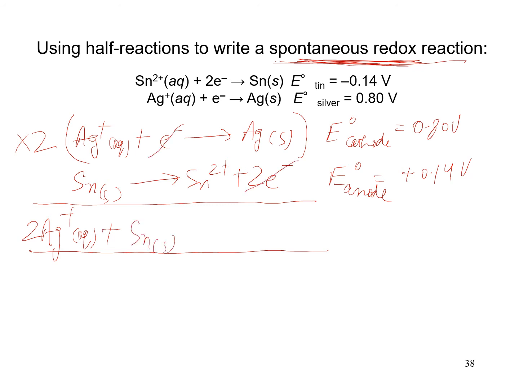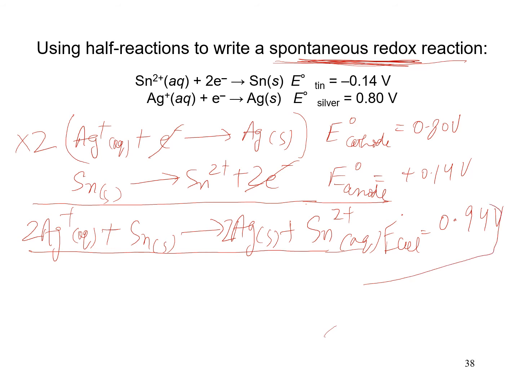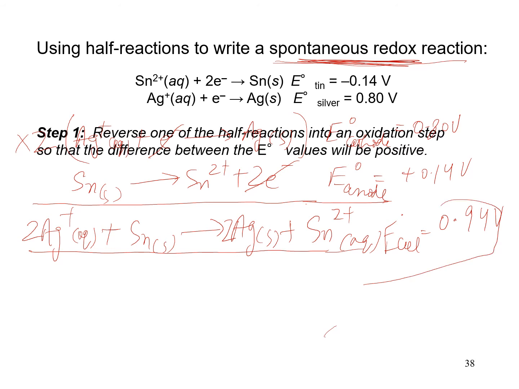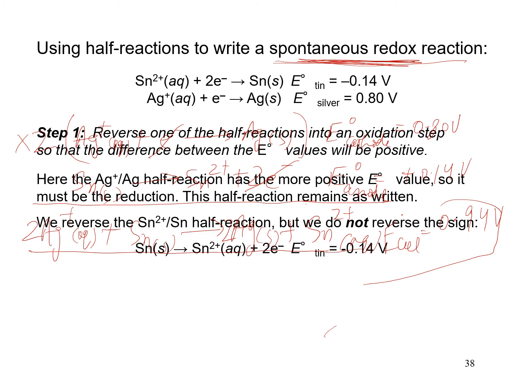Tin solid produces silver solid, which is 2, don't forget the 2, plus 1 Sn2 plus aqueous. So that would be my spontaneous redox reaction. That's exactly what the question is asking, and that's your answer. If there was a part B to this question, what is the E for the cell? E for the cell would be E of cathode plus anode. So add these two up, which would give you 0.94 volt. But the question's not asking here. Okay, that's how you figure out what would be your spontaneous reaction.